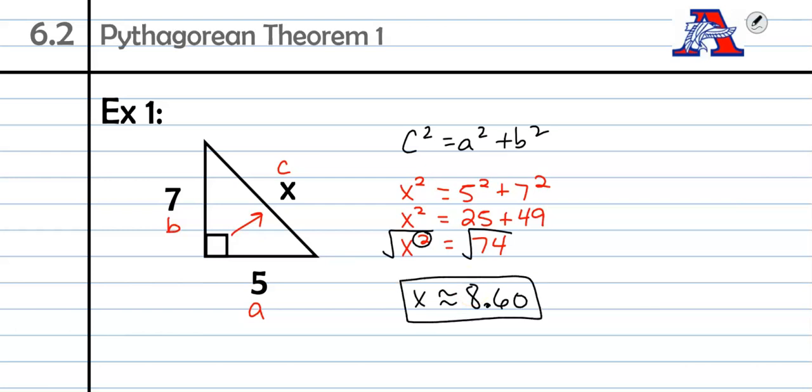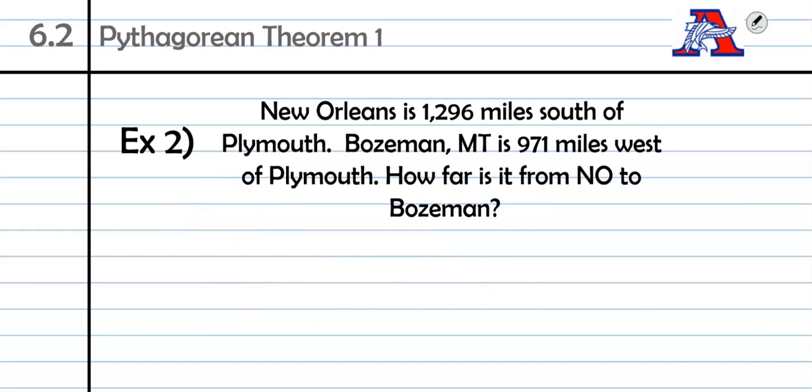All right, and then just one more example. And in this example, we're going to do a little word problem. So take a second to get it written down. It's kind of a fun one. It says that New Orleans is 1,296 miles south of Plymouth, and Bozeman, Montana is exactly 971 miles west of Plymouth. How far is it from New Orleans to Bozeman? Okay, so little geography problem.